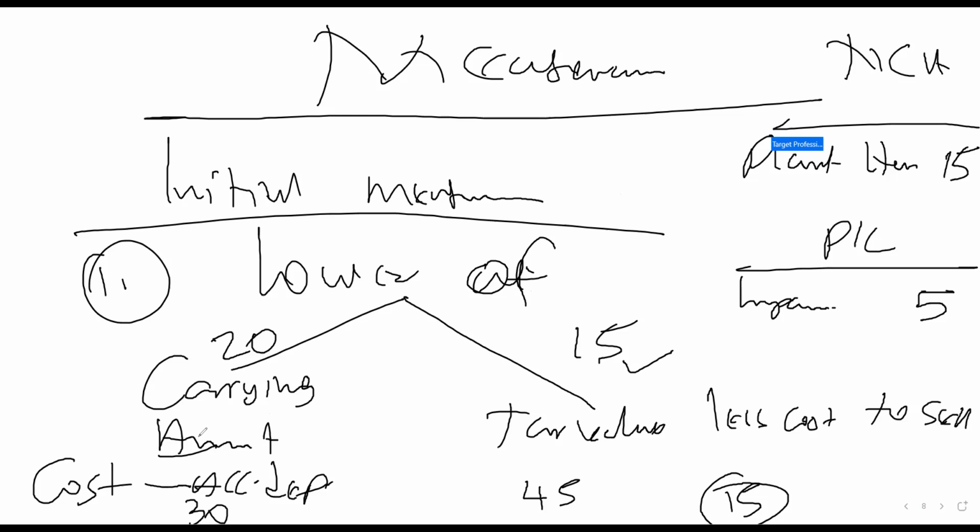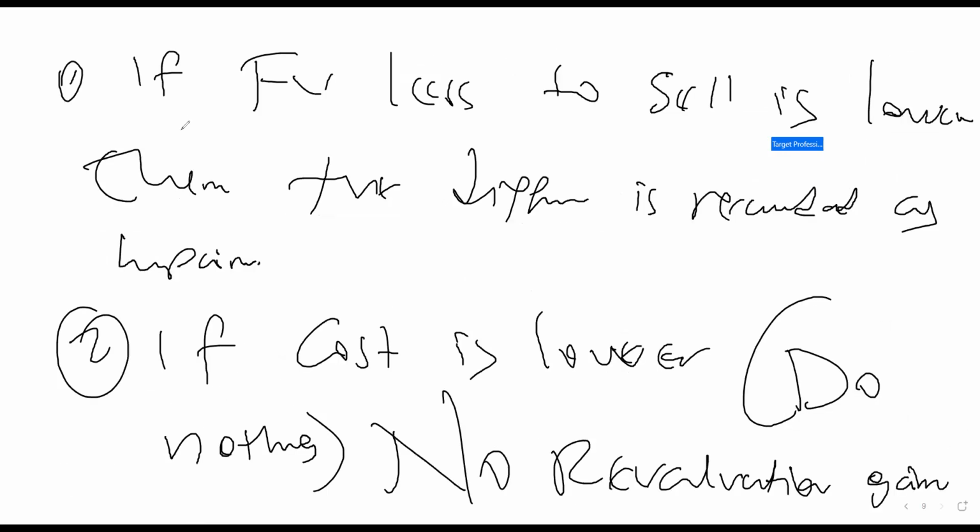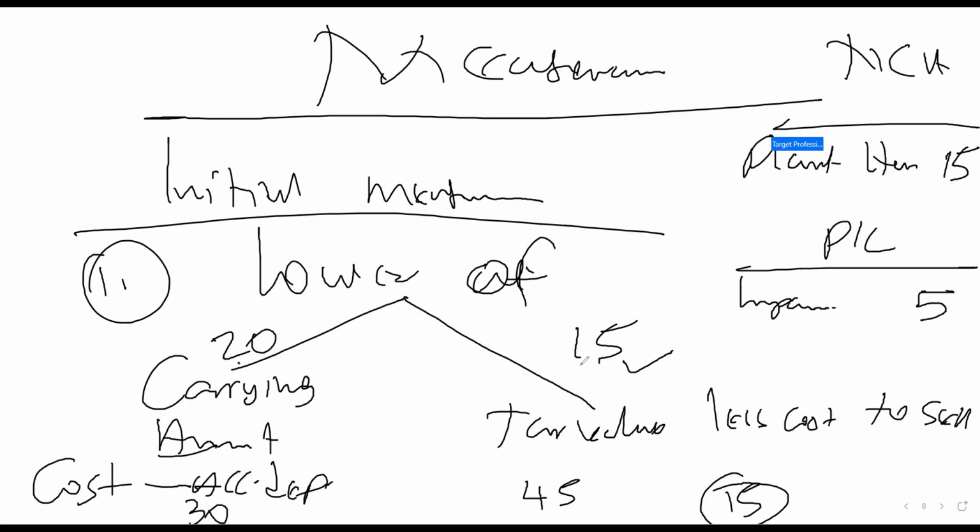But two things will happen. First condition, if the fair value less cost to sell is lower, like 20 against 15, select your 15 to represent the value as the non-current asset figure. And at the same time, record 5, the difference, as impairment. That's one condition.